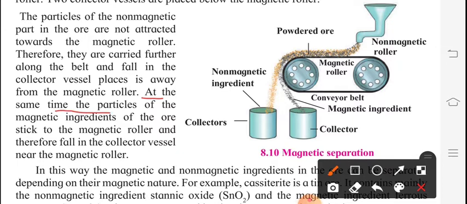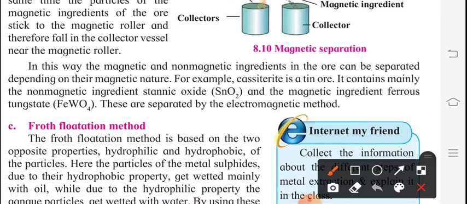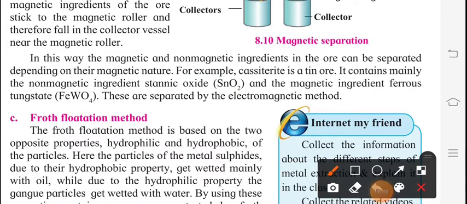At the same time, particles of the magnetic ingredients of the ore stick to the magnetic roller and therefore fall in the collector vessel near the magnetic roller, which we discussed. So in this way, magnetic ingredients in the ore can be separated out depending on their magnetic nature.